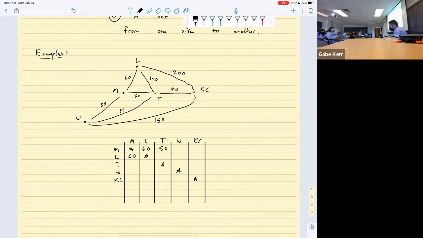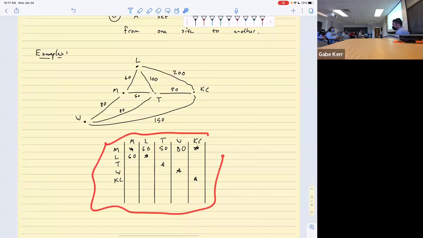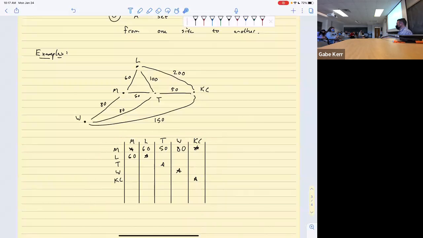Maybe I'll fill out the first row. Here I don't have an edge from Manhattan to Kansas City, so I'll just put a little star there. If you see tables like this, there's a way of taking a table like this and making a graph, and vice versa. So this is what they're doing.